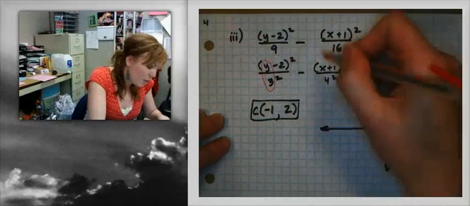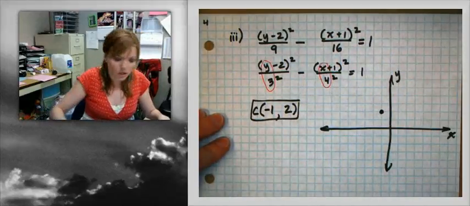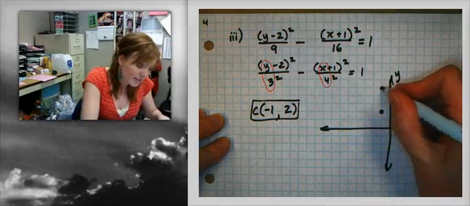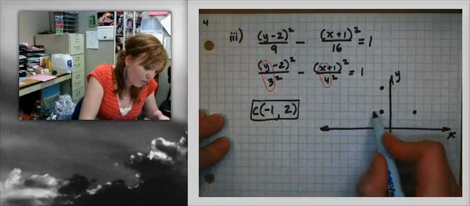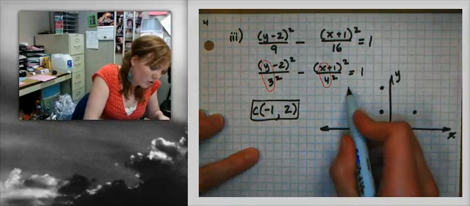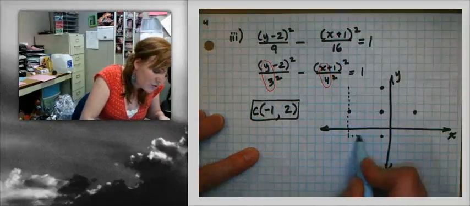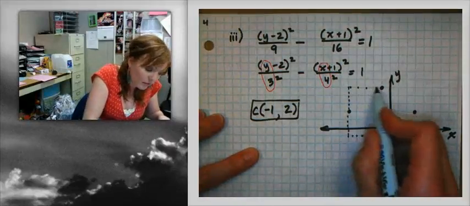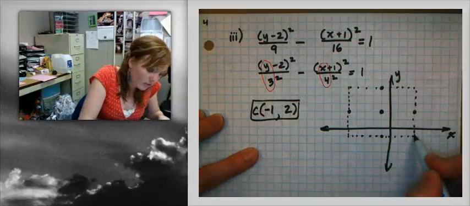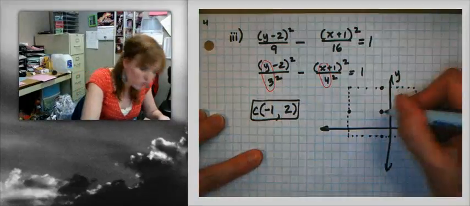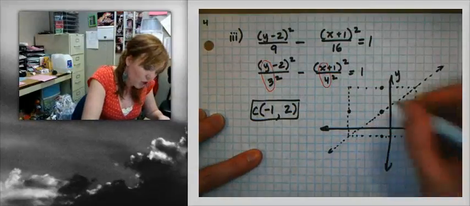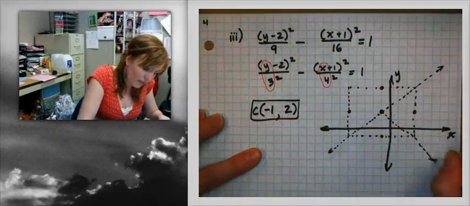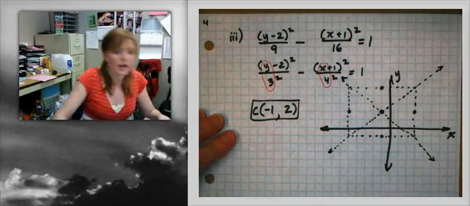Then we're going to do the same thing that we were doing yesterday. The 3 is directly under the y, so we go 3 units up, because y is up and down, and 3 units down, and then 4 to the right and 4 to the left. And we're going to draw a dotted box through that. Make sure that you make the box and the diagonals, or the asymptotes, dotted, because they're not actually part of the graph. We use them to help construct the hyperbolas to make them mathematically accurate, but they're not part of what the hyperbola is supposed to be. That's why you make them dotted.